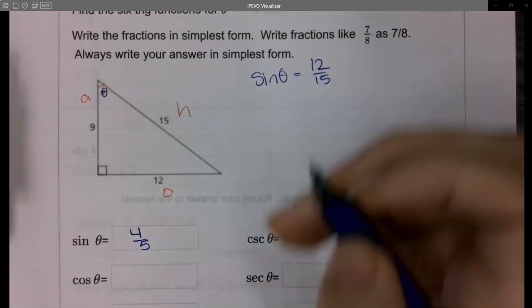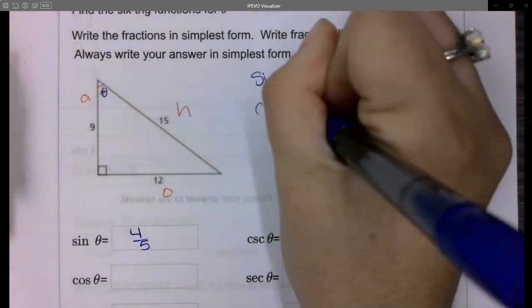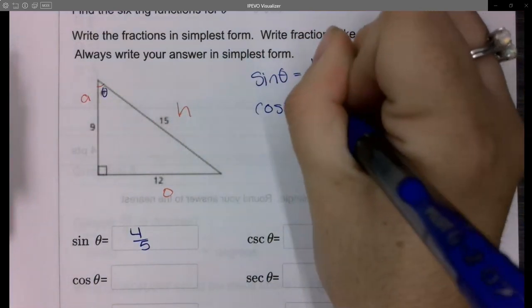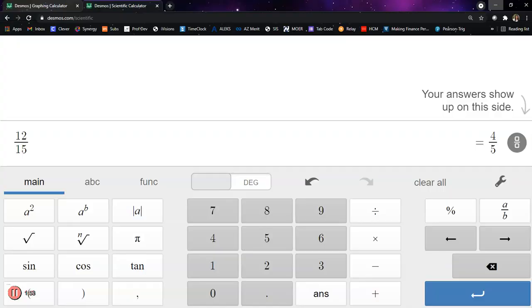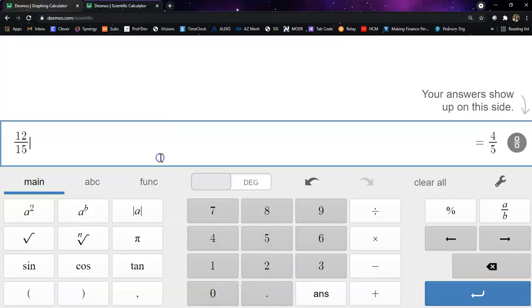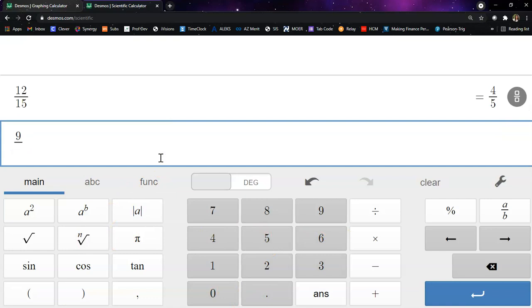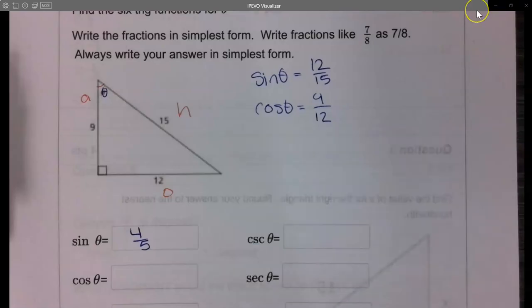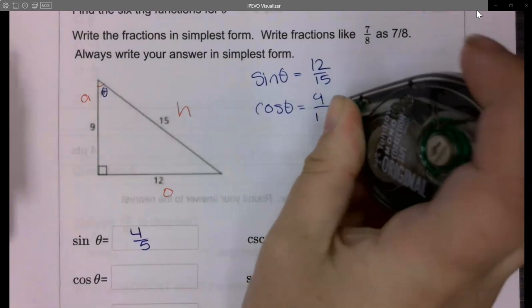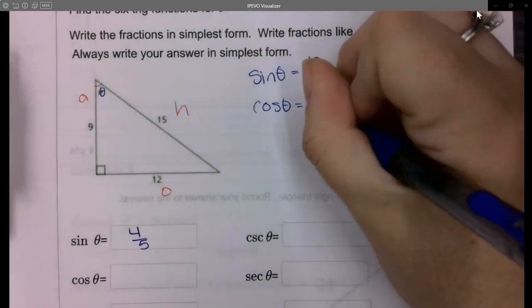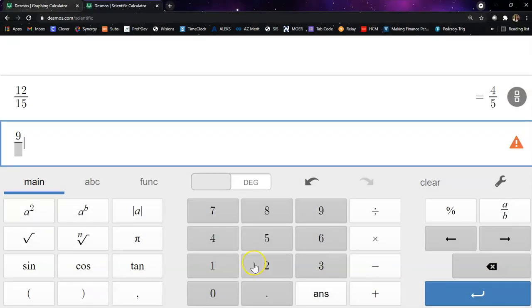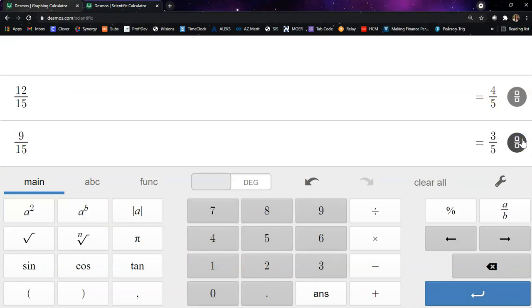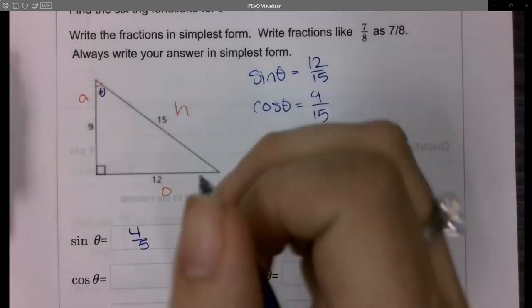Then I can do the same thing for cosine. This is adjacent over hypotenuse, so 9 over 12. Again, I can go to Desmos and type this in. Did I say 9 over 12? It should be 9 over 15. 15 is my hypotenuse. And then again, I fraction it to turn it back into a fraction, which gives me 3/5.